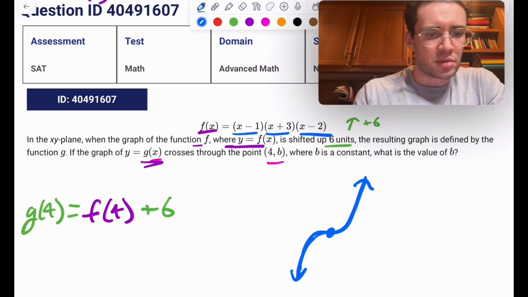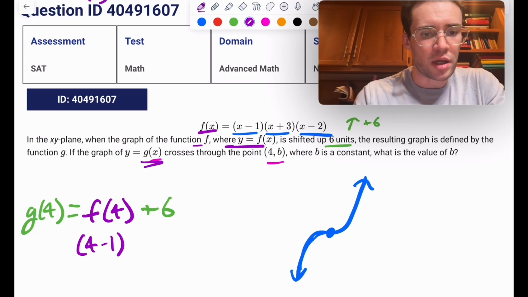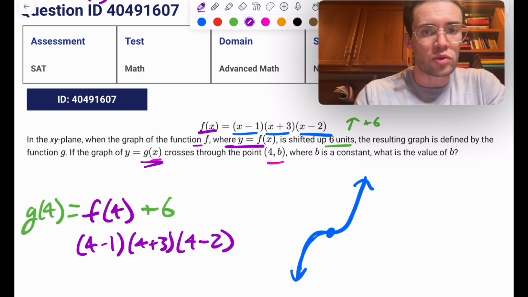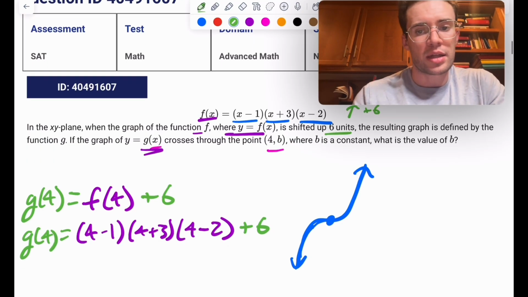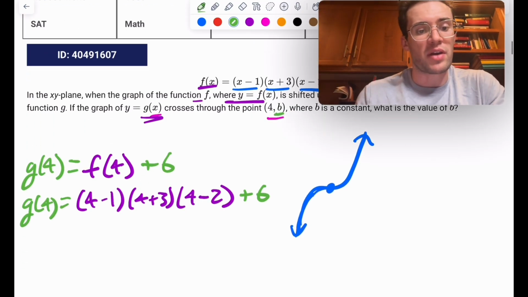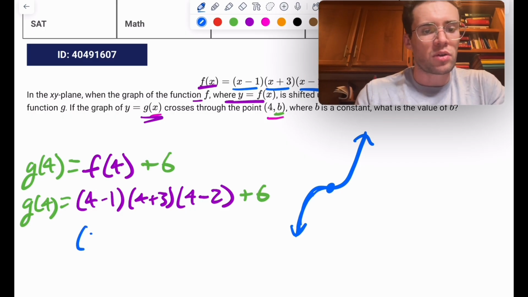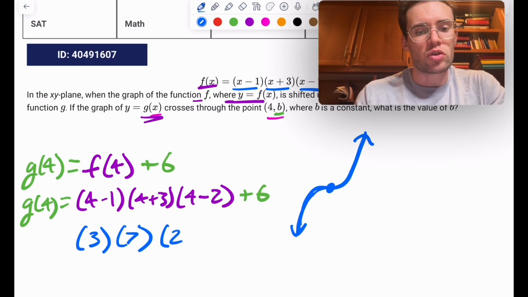So we can write this out. We'd say, okay, f of 4 would be the quantity 4 minus 1 times the quantity 4 plus 3 times the quantity 4 minus 2, and all of that plus 6 is going to be equal to g of 4. And that g of 4 is your output, so that's what the b value will be. All right, so 4 minus 1 will give you 3. 4 plus 3 is going to be 7. 4 minus 2 is 2. So we get 3 times 7 times 2, and then we still have this plus 6 at the end.